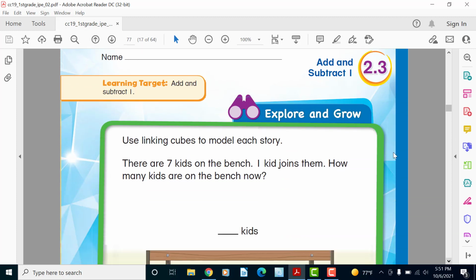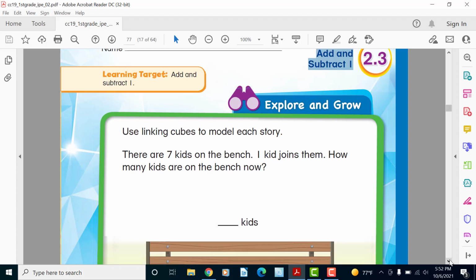And now we're ready to look at our new lesson. Add and subtract 1. So we were working with 0 before, and we were subtracting, either taking away 0 or taking away everything and ending up with 0. But now in this new lesson, 2.3, we're doing adding and subtracting 1. That's not too hard, right?